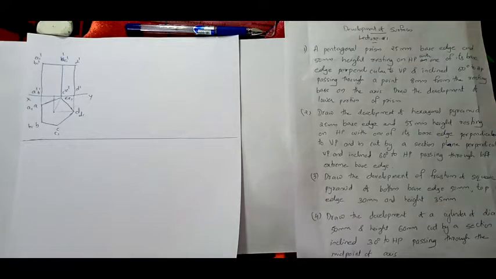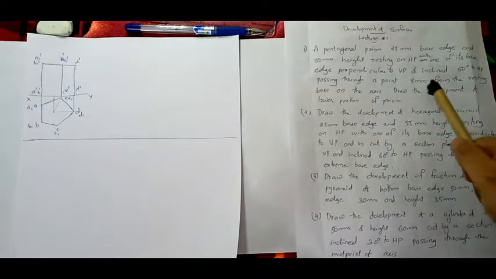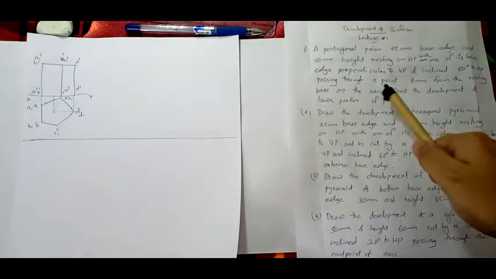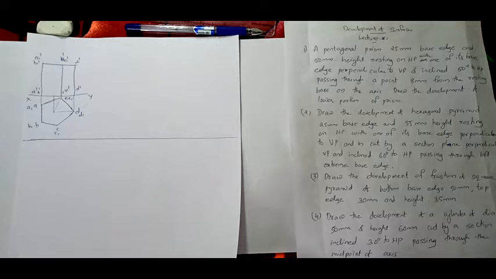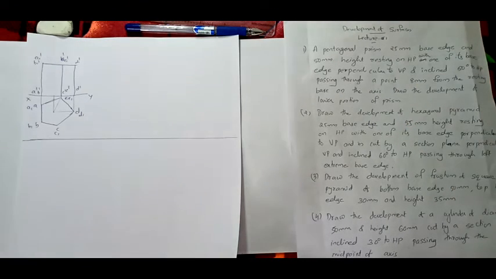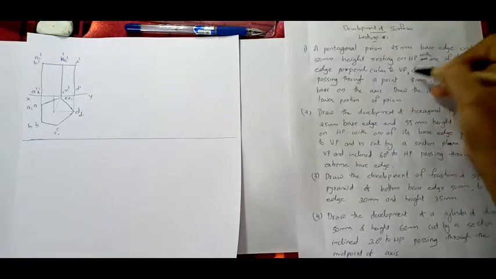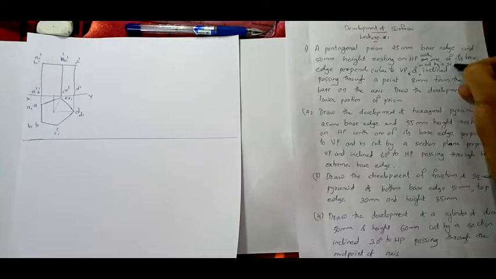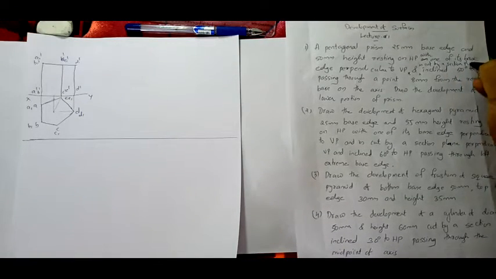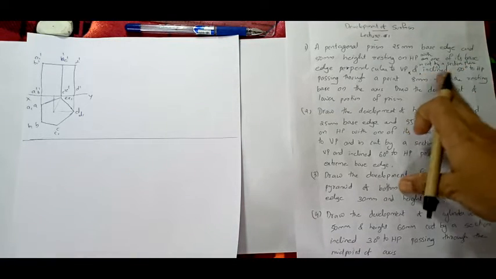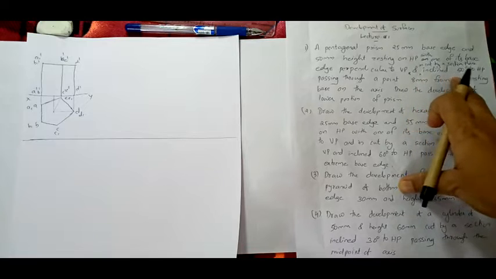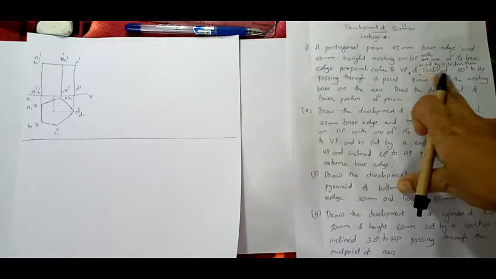Now they have told in the question that one of its base edges is perpendicular to VP and it is cut by a section plane that is perpendicular to VP. So we do not need that. Inclined 50 degree to HP. So cut by a section plane inclined 50 degree.